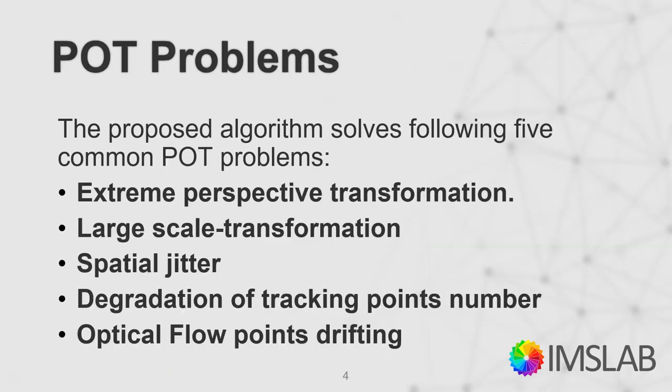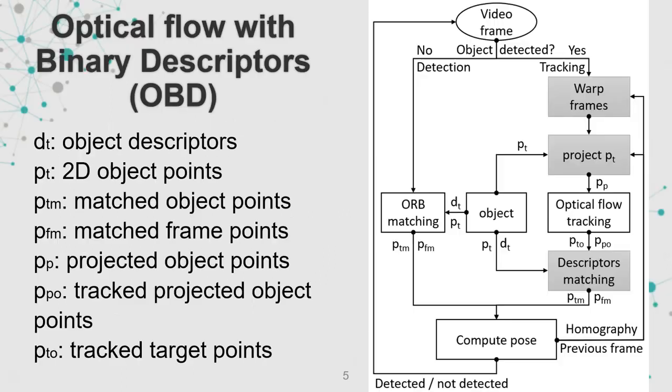We propose a key point-based POT algorithm design that solves the following 5 common POT problems: poor performance under extreme perspective transformation and large-scale transformation, spatial jitter, degradation of optical flow tracking points number, and optical flow points drifting. We propose to combine optical flow tracking and image patch descriptors into one robust tracking algorithm. In short, we call it OBD. The algorithm is split into two phases, detection and tracking.